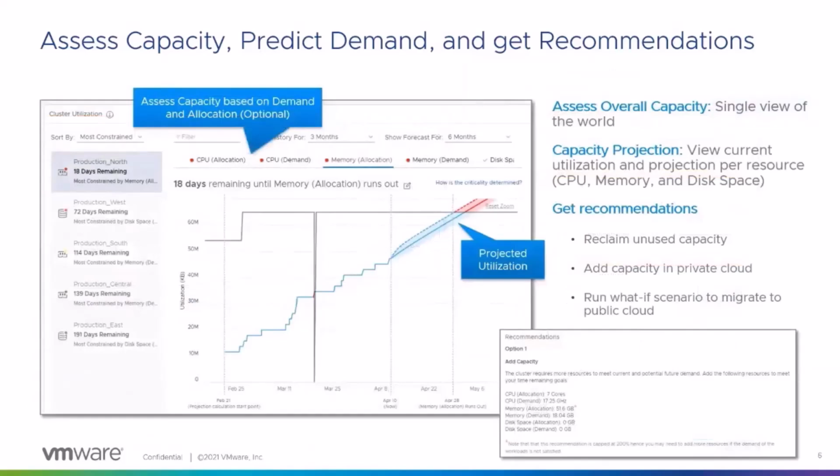So you can see things like projections of what our utilization is going to look like into the future, what we think is going to happen, and then get recommendations on things we can do, whether it's add capacity, reclaim resources, or migrate workloads, things like that.